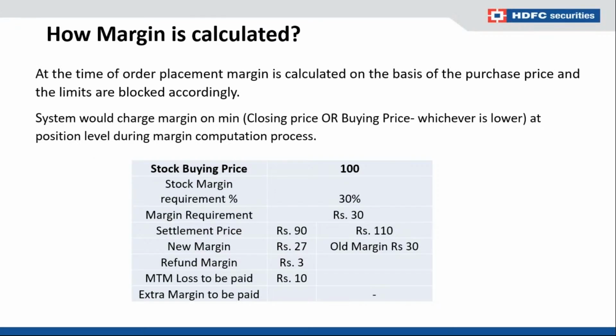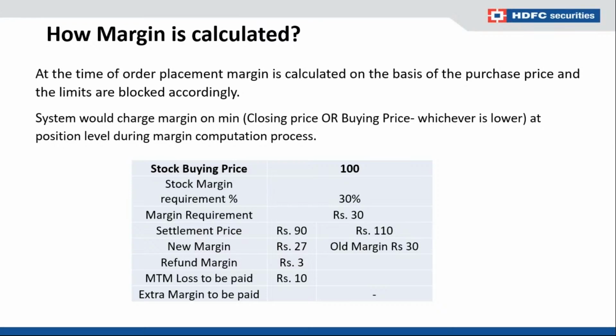So this is how the margin is calculated. At the time of order placement, the margin is calculated on the basis of the purchase price and the limit is blocked accordingly. The system would charge on the minimum of the close price or buying price, whichever is lower, at position level during the margin computation process.